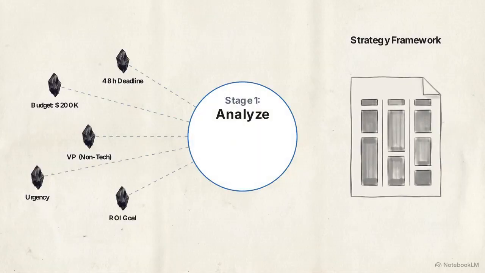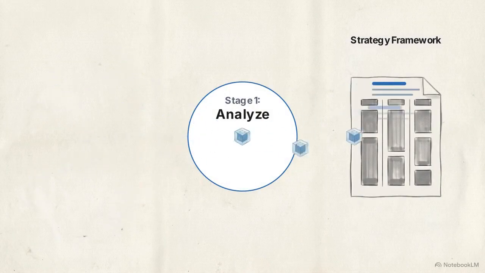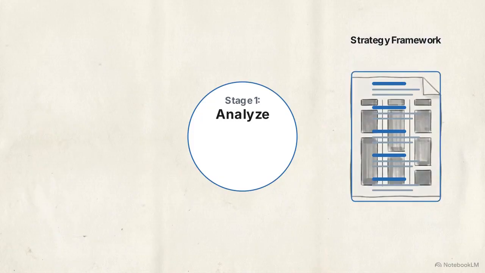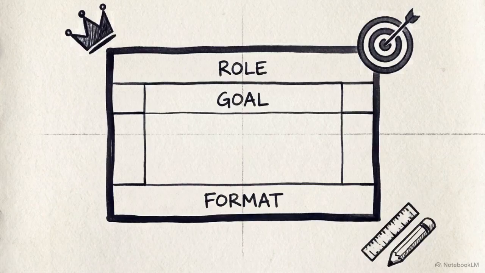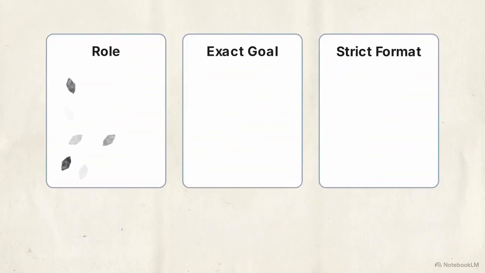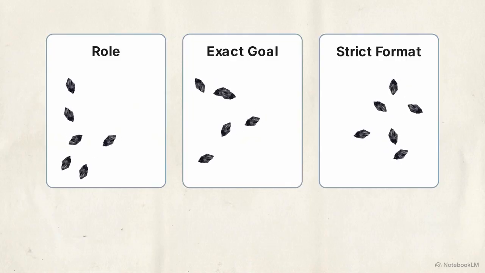Mastering this multi-stage sequence forces the model to weigh competing variables and justify its logic before drafting a single word of the pitch. Step 1 begins by throwing out the instinct to just give a command. Before we ask for any drafting, we have to build a strict structural foundation to fence in the AI's behavior. The very first sentence of your prompt must explicitly define 3 variables: role, exact goal, and strict format.